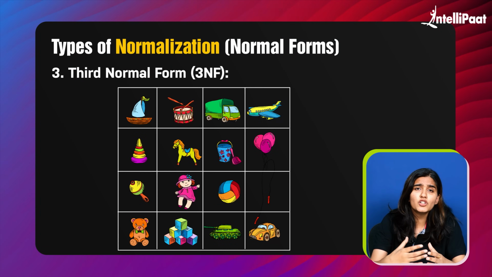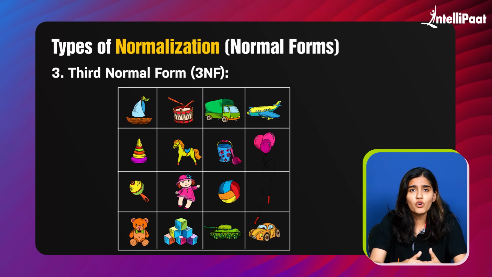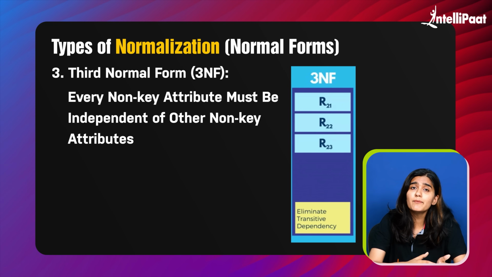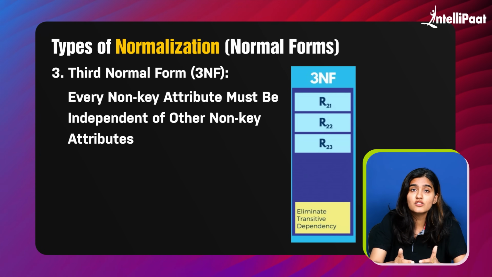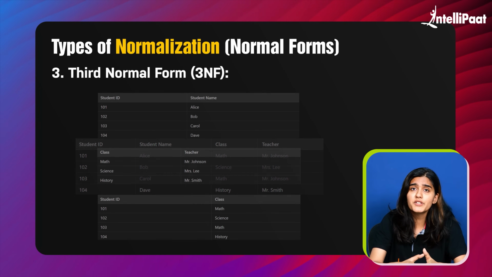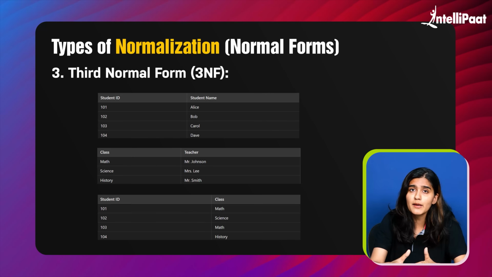Imagine you have organized your toys so that no toy categories overlap. In a similar manner, every non-key attribute must be independent of the other non-key attributes. This means that no information in the table should rely on another piece of data. If a student class is linked to a specific teacher, that information should not be mixed with the student table but rather organized in a separate table.